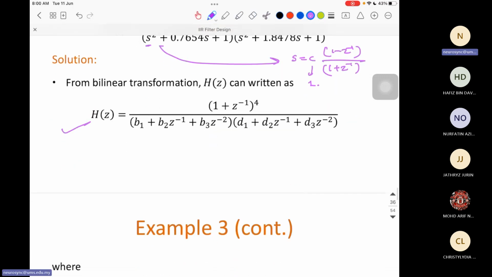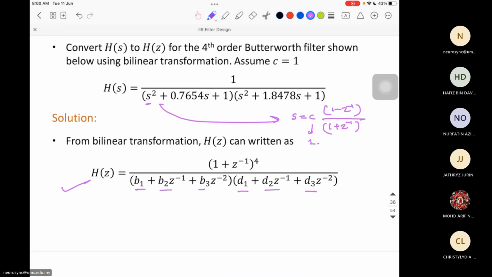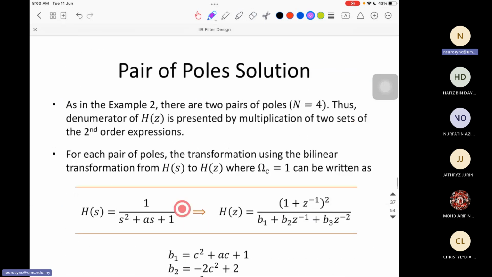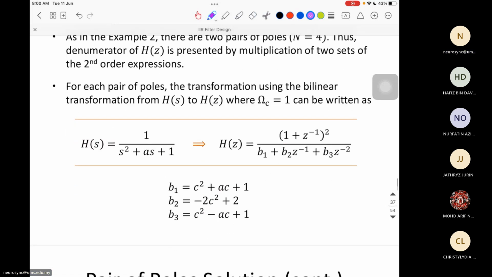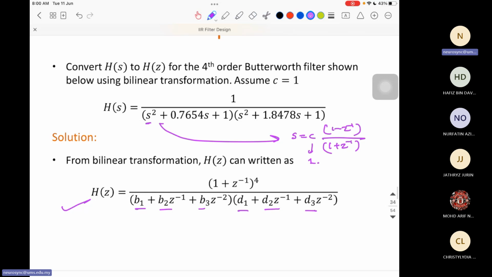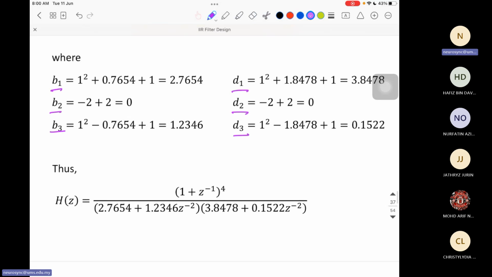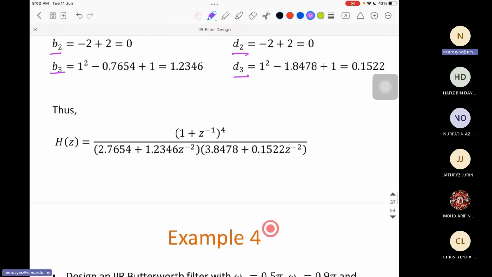Now, in this case, it is expressed in terms of b1, b2, b3, d1, d2, d3. Okay. So either you can directly find b1, b2, b3, d1, d2, d3 with the expression which is mentioned here, or you can directly solve this and you will get the expression with the values of these. Okay, so either way you can do this.